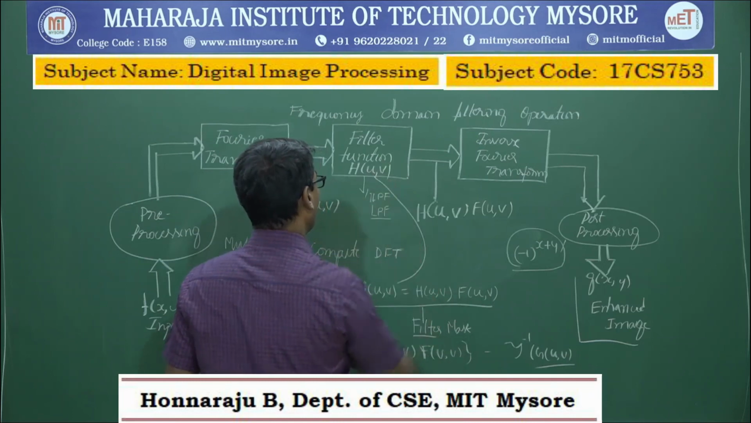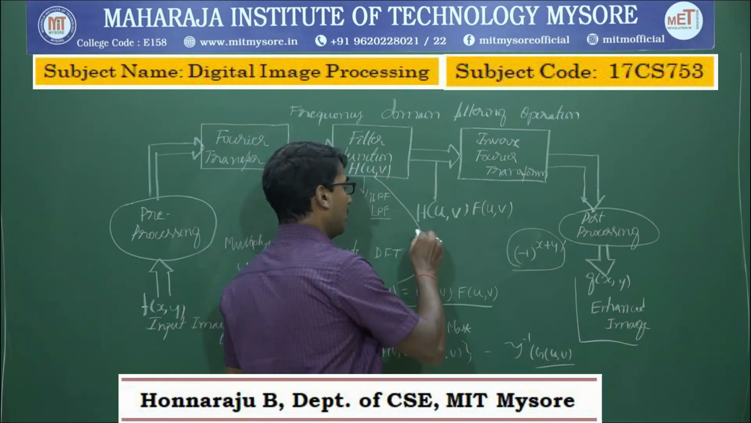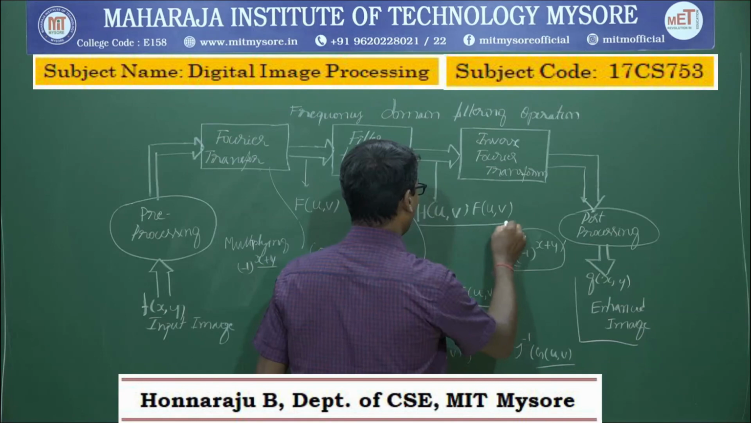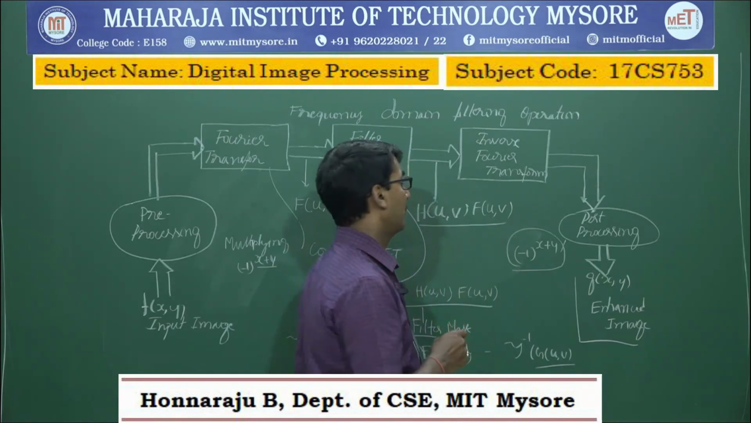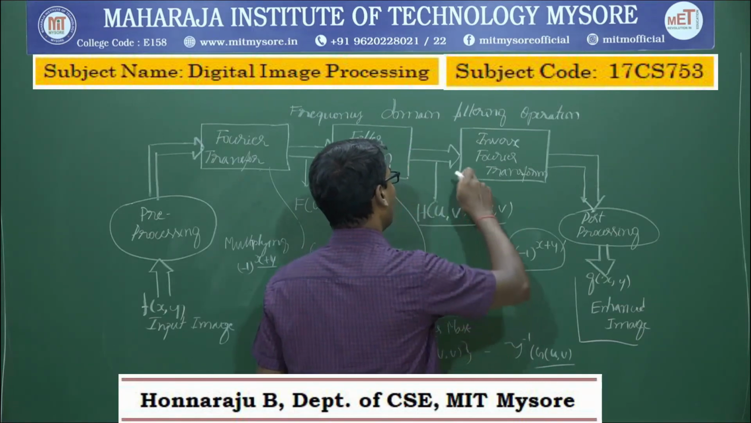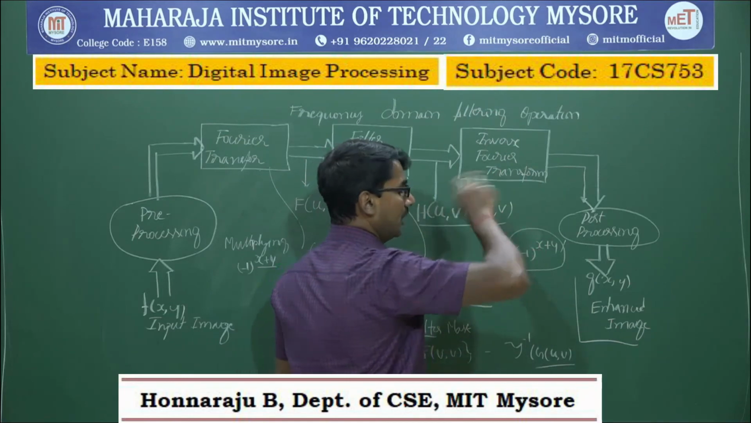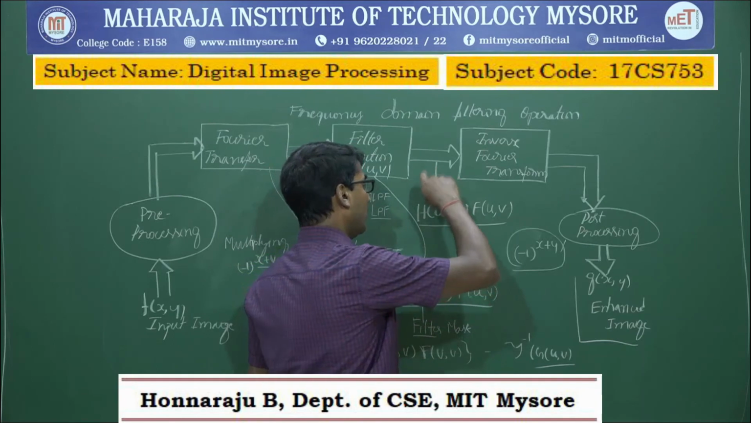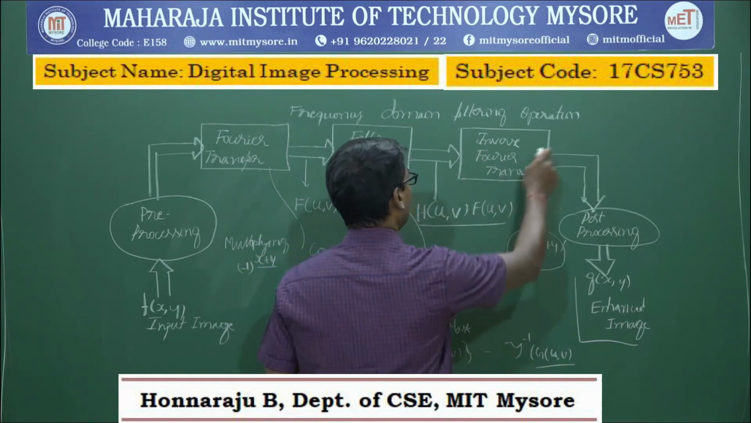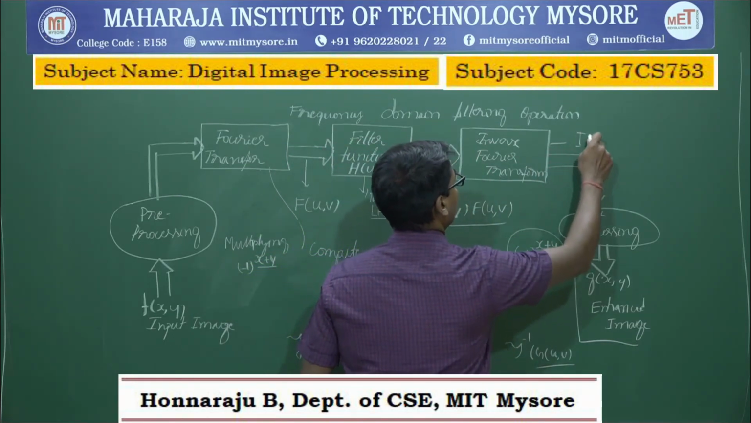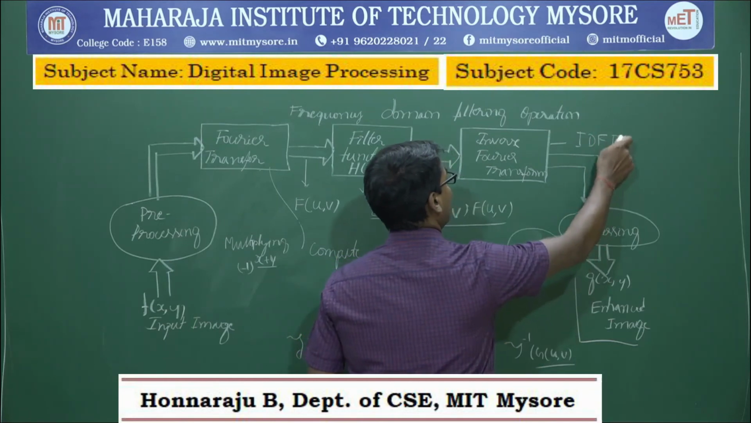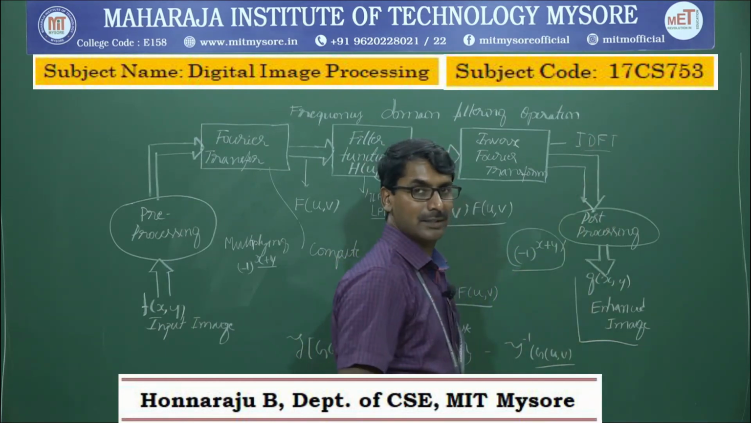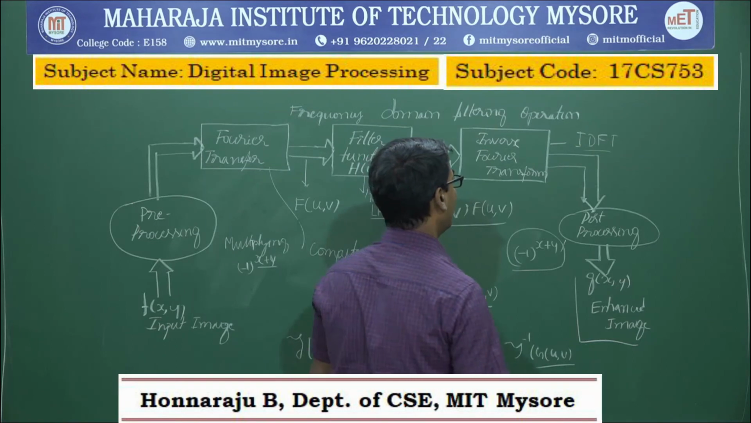So here we perform the filtering operation, H of u comma v into F of u comma v. Later, in order to get the output in the spatial domain, we need to perform the inverse operation, the inverse discrete Fourier transformation.